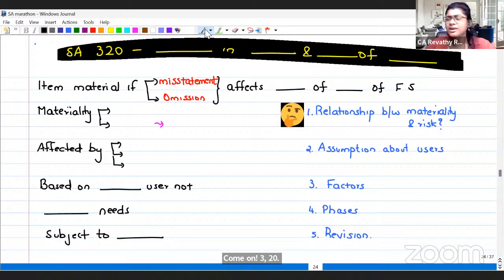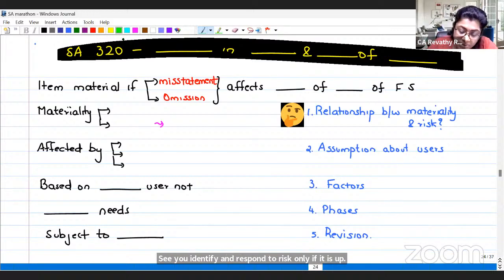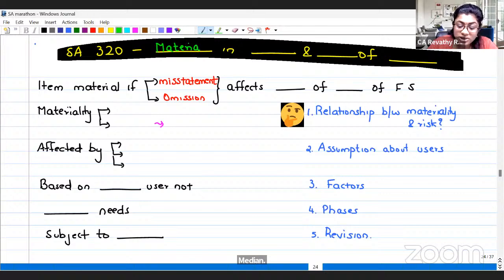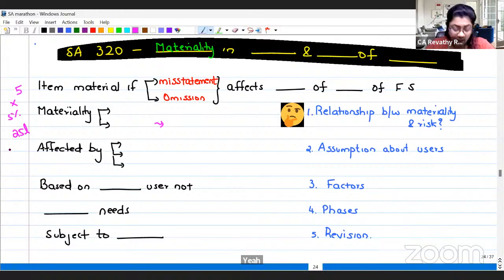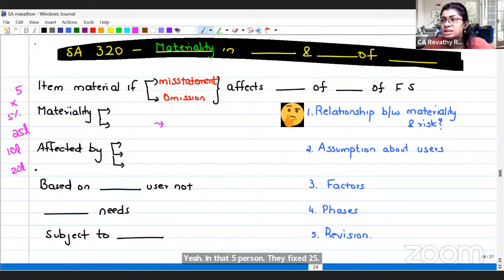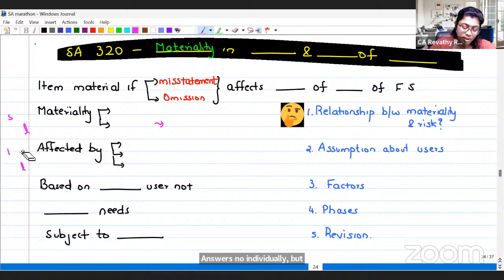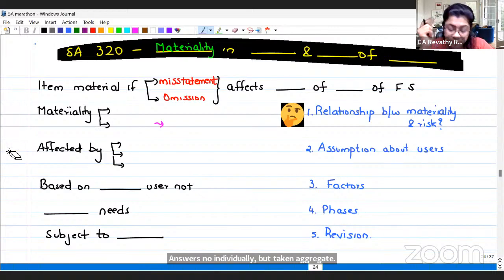Okay, 320. By the way, we identified risk and you respond. You identify and respond to risk only if it is material. So now comes materiality. You remember last session we did a question, for those who have not attended: 5 crore is the profit. In that, 5% they fixed at 25 lakhs. There was a misstatement of 10 lakh and 20 lakh. Is it material? The answer is no individually, but taken in aggregate. Practically also you have to understand.